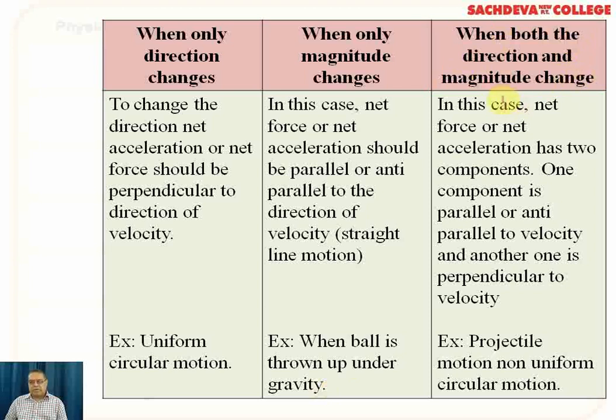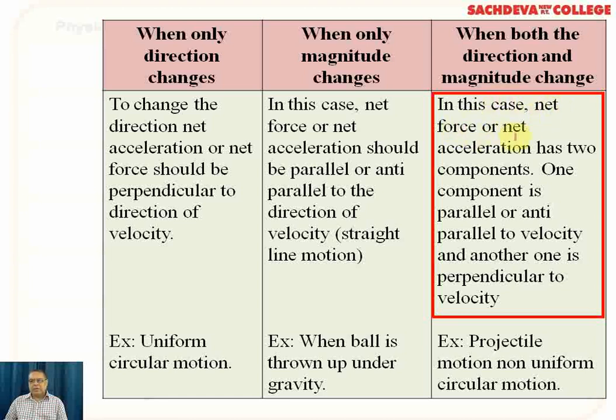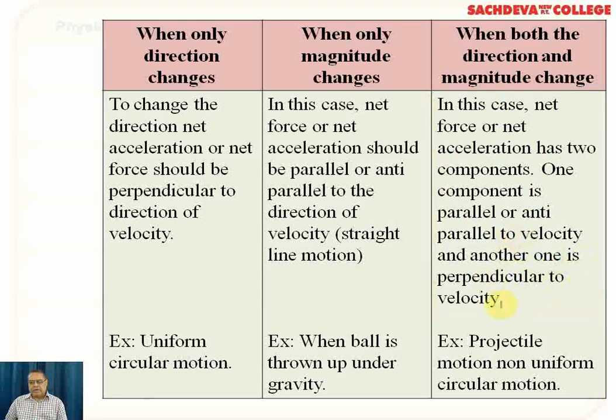The third case is when both direction and magnitude change. In this case, net force or net acceleration has two components. One component is parallel or anti-parallel to the velocity, that is the horizontal component, and another is perpendicular to the velocity, that is the vertical component. The example is projectile motion. When we throw a body, for a few moments it will move parallel to the earth, and finally it will bend towards the earth and make a parabolic path. So in this case, direction and magnitude are both changing.